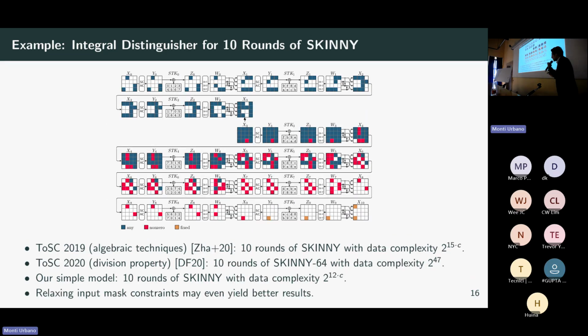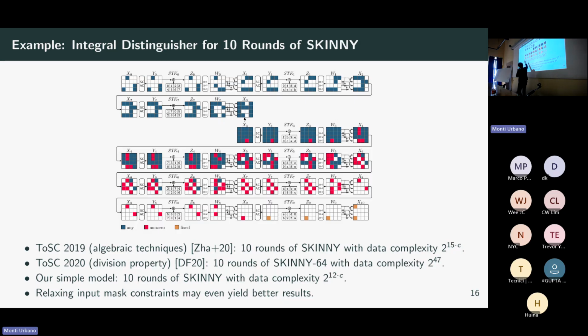This is another example for 10 rounds. As you can see, the paper with algebraic technique could reach an integral distinguisher with complexity of 2 to the power of 15 times c, but we achieved 12 times c, with again a much simpler approach, just less than a second. But the paper by Patrick reached a distinguisher with the complexity of 47, which is only 1 bit better than ours.